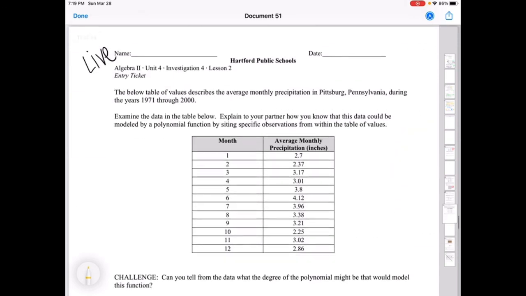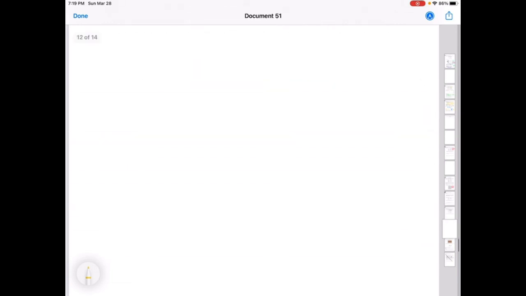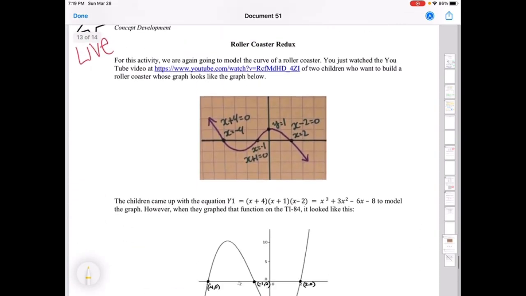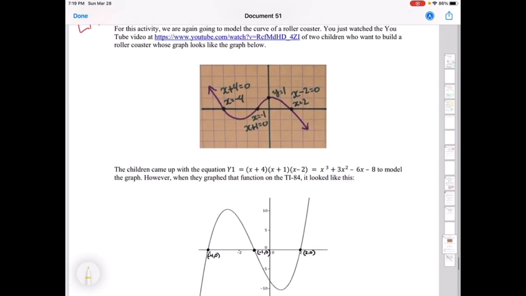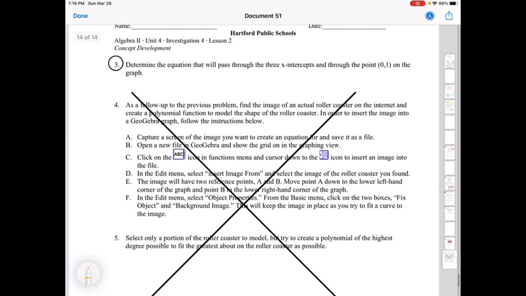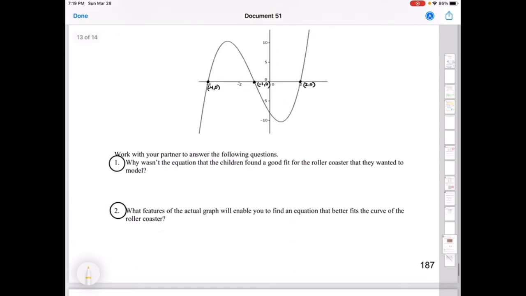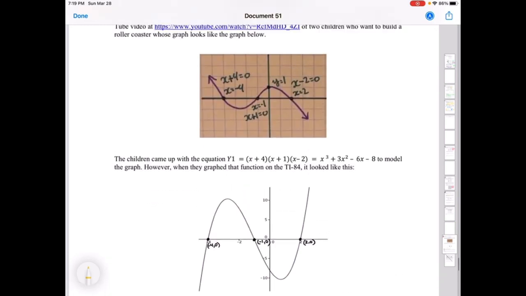If you go on to lesson 2, we're going to be doing a couple of these problems live. If you look, there's an entry ticket that we're going to do together live. And then there is actually another little problem. We're going to watch a small YouTube video. We're going to watch that together. And there's only 3 questions for us to answer. You guys can cross this part out. We're not going to do that part. And we're going to try to make the best line of fit for a roller coaster, which is going to be super fun. And that's it.